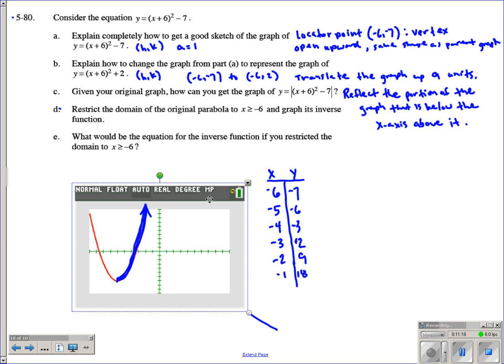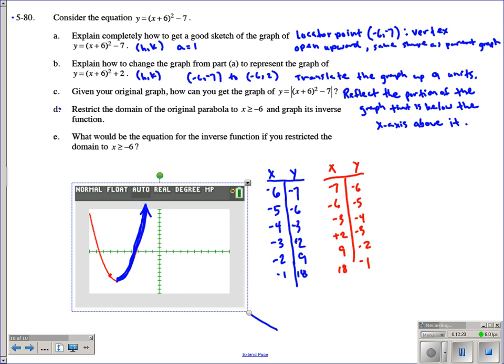Now to graph the inverse of this function here. Remember, all you need to do is flip-flop your x and your y's. So I'm going to do that right now, and then I'm going to take the time to plot them on here. So -7, -6. I'm going to go back, -7. Then down -6. That would be 1, 2, 3, 4, 5, 6.